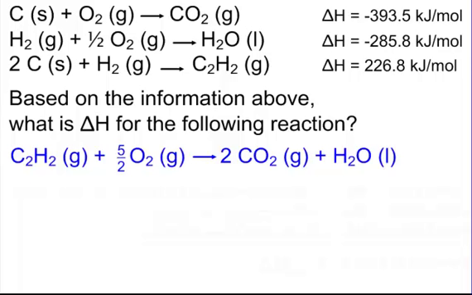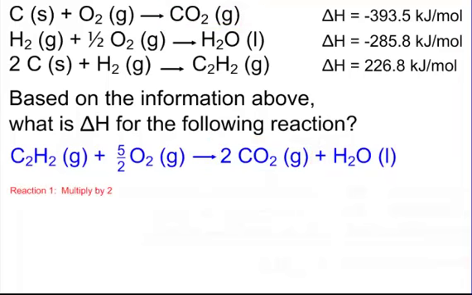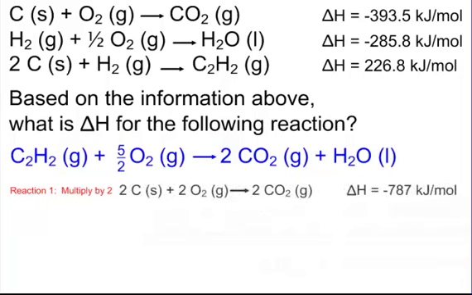So what you want to do is zero in on each reaction. Let me take a look at the first reaction and at my target in blue, what I want it to look like. Look at the carbon dioxide. The carbon dioxide is one thing that is in both reactions. In the first reaction, my carbon dioxide has 1 mole, whereas in my target reaction it has 2 moles. So what do I want to do with the first reaction? Of course, I want to multiply that reaction by 2. I now have 2 carbons, 2 oxygen gases, and 2 carbon dioxides. And that multiplies my delta H by 2 as well, which becomes negative 787 kilojoules per mole.